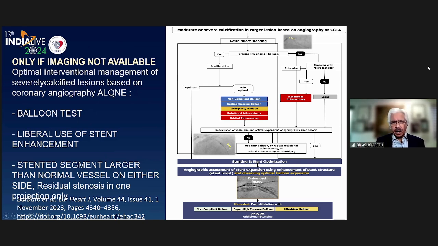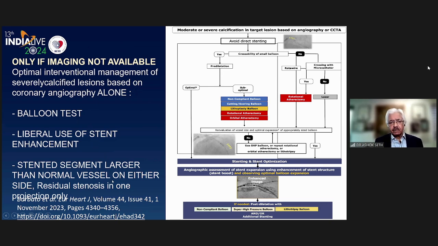For optimal management of severely calcified lesions if angiography alone is available to you, the most important is a balloon test. What does that mean? When you actually break a calcified lesion, it has to be an optimal size, non-compliant balloon inflated to 18 to 20 atmospheres, and the balloon seen in two orthogonal projections to show there is no indentation of the balloon and that the lesion is open in two orthogonal projections. Also, that is the only time one implants a stent, and if a stent is implanted, liberal use of stent enhancement to diagnose full expansion, again in orthogonal projections, becomes very important.